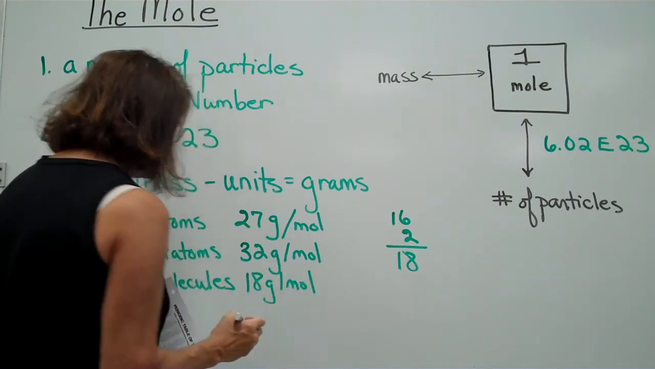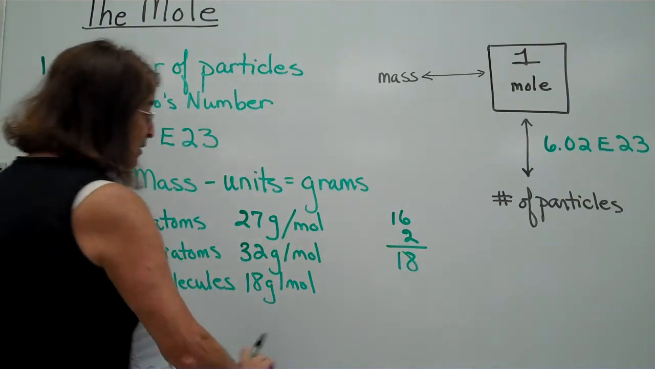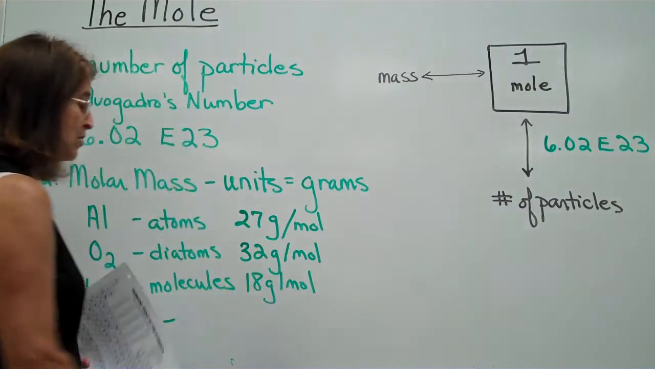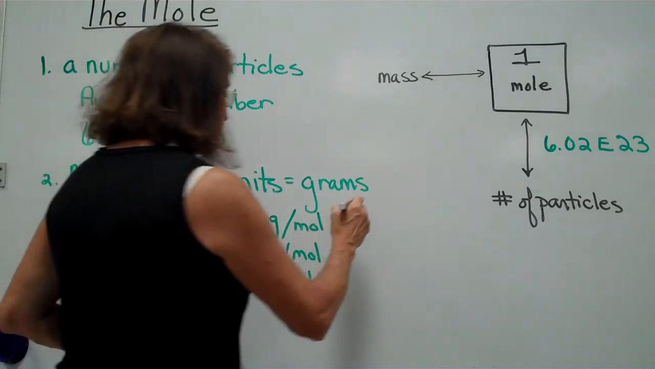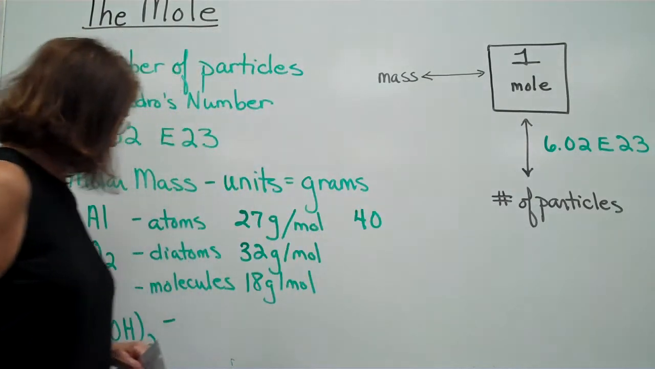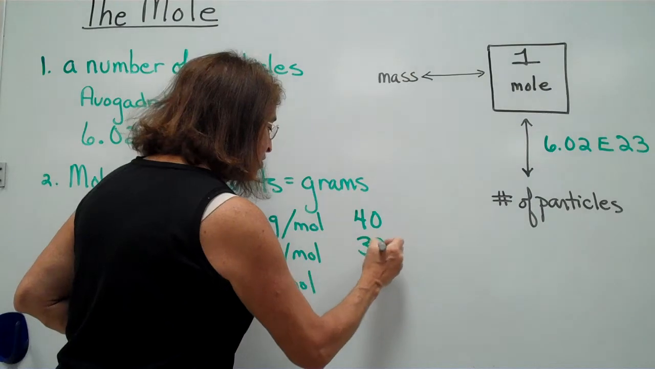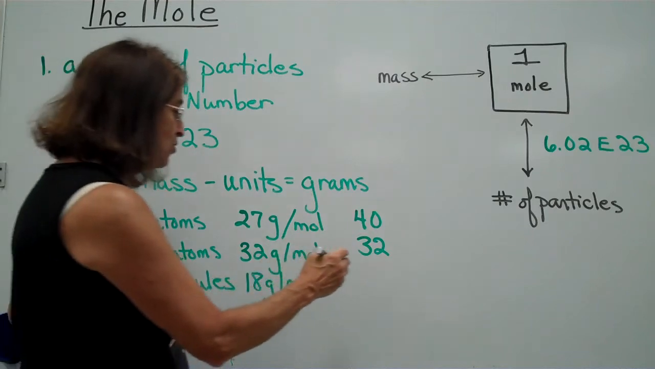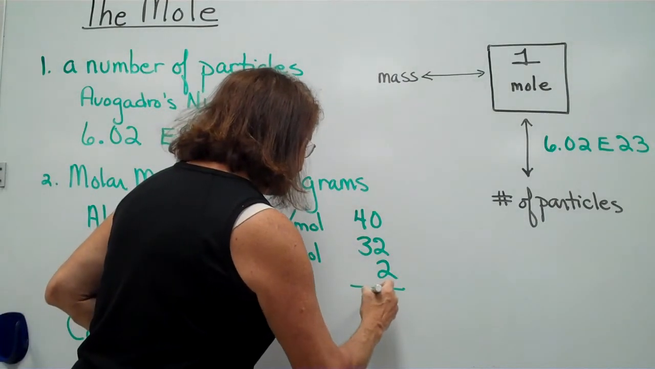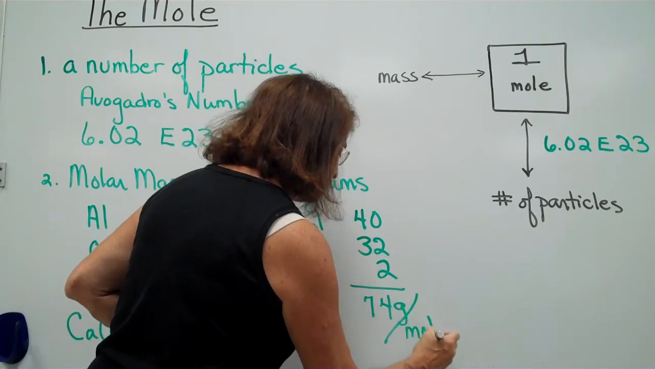And then calcium hydroxide. Calcium hydroxide is going to be a little bit harder, and there are different ways that you could do it. Looking at calcium, we see that its mass is going to be 40. Now, I have 2 oxygens. Oxygen is 16. 16 and 16 is 32. And then I have 2 hydrogens, 2. So this would tell me 74 grams per mole.